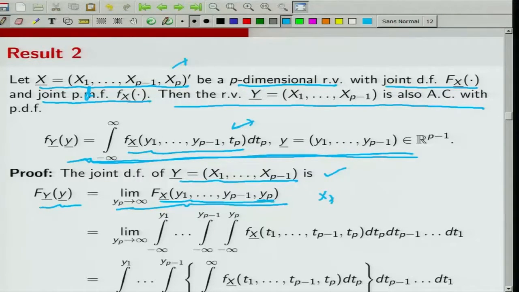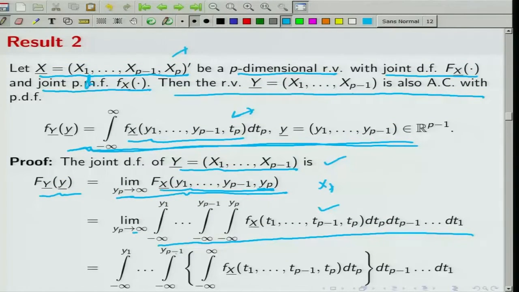But this quantity is the same as the integral from minus infinity to y_1, minus infinity to y_2, up to minus infinity to y_{p-1}, minus infinity to y_p of the joint PDF, and the limit as y_p goes to infinity was anyway sitting over here. So, I can justify that I can take this limit inside. Since y_p is going to infinity, this becomes the integral from minus infinity to infinity of f_X(t_1, t_2, ..., t_{p-1}, t_p) with respect to t_p, and then dt_{p-1} up to dt_1.